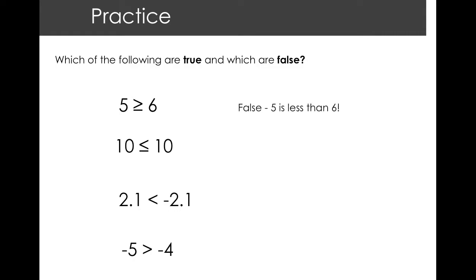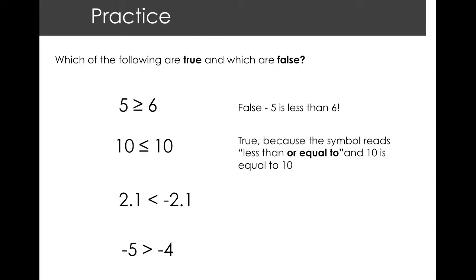The first one is false because 5 is less than 6. This one is true because 10 is less than or equal to 10. This one is false because 2.1 is actually bigger than negative 2.1. Number lines are your friend when it comes to this, and we're going to work on it in a second. In this case, negative 5 is actually smaller than negative 4, so this is also false.